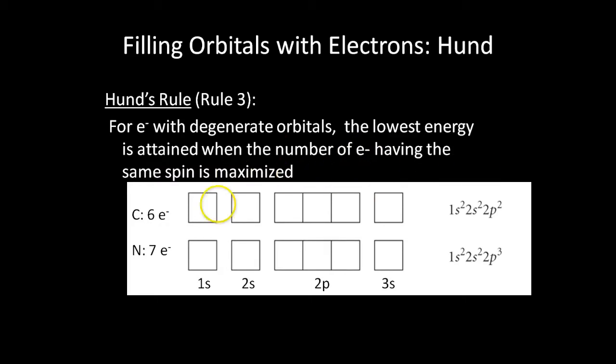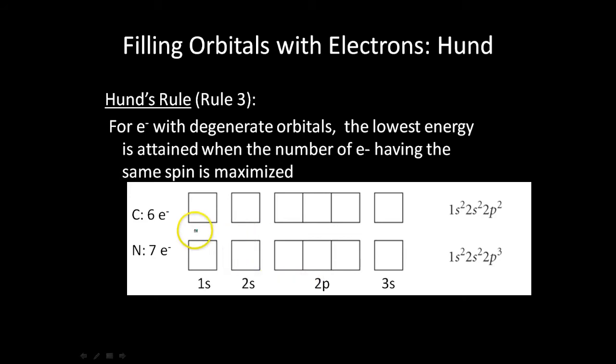Okay, so what that means is that basically you want to fill all of the electrons in these p and d orbitals or subshells. You want to fill all of those electrons first, all of them with all the arrows pointing the same way, and then start filling in later.